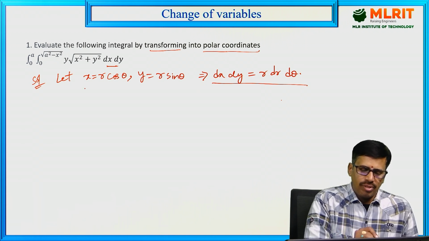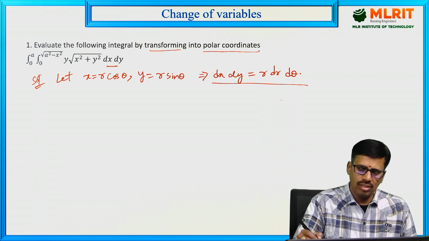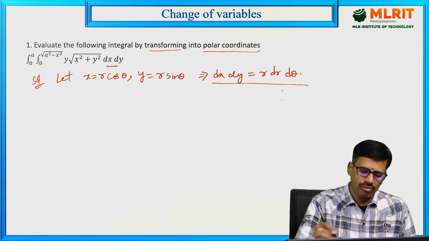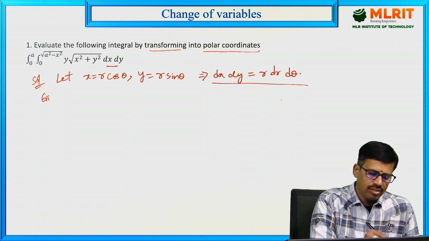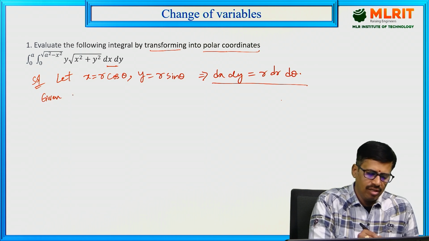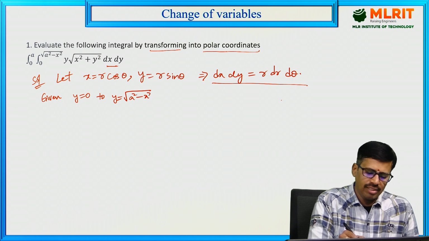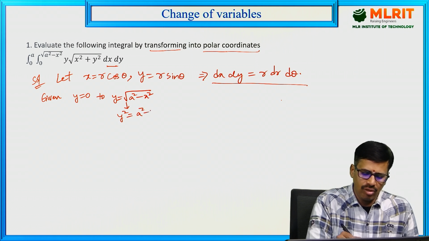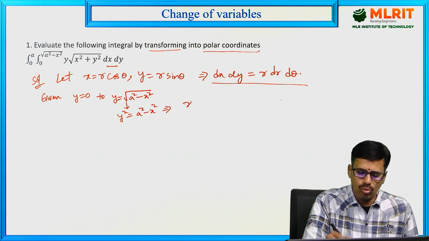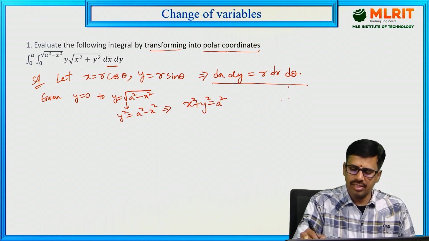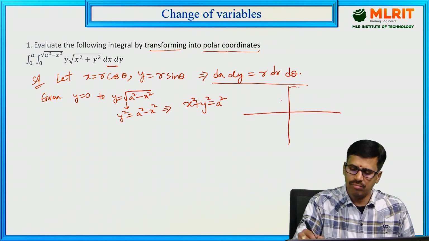So how to transform this is, first let us draw the curve. Here the limits for y are y equal to 0 to y equal to under root of a square minus x square. So this upper limit can be written as y square equal to a square minus x square. So this implies x square plus y square equal to a square. This is nothing but a circle equation. Of course, we are not bothered about the total circle.